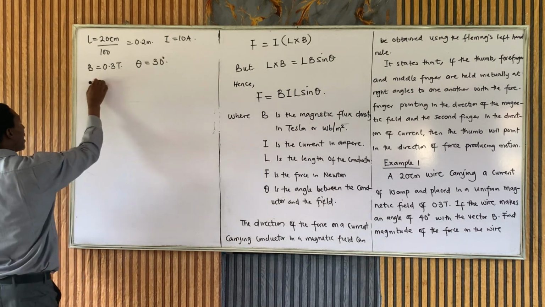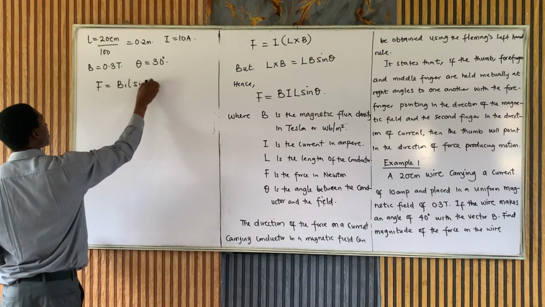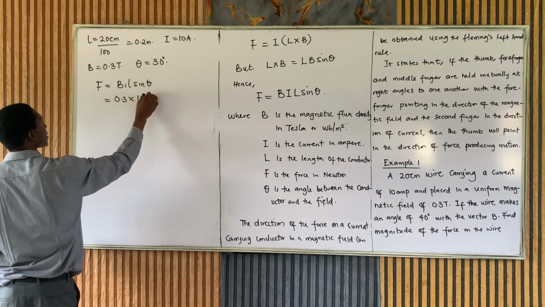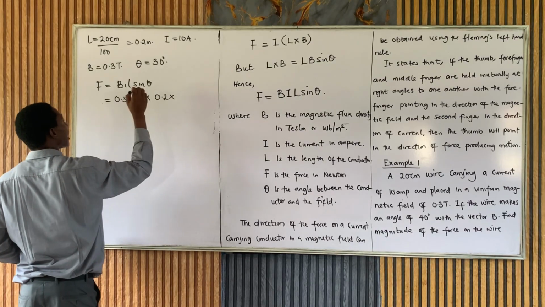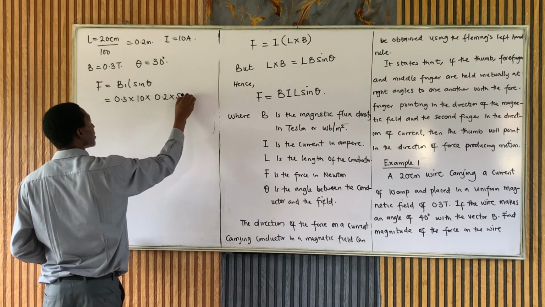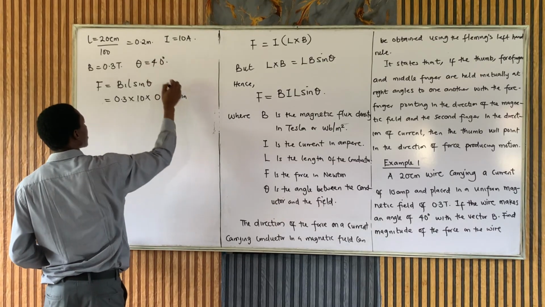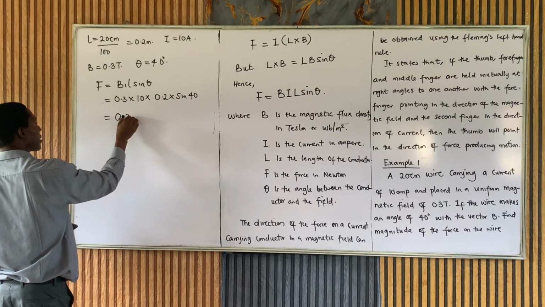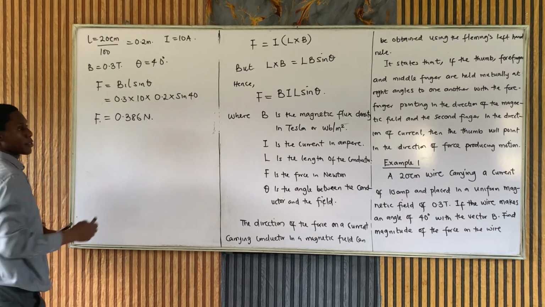So we're going to say F is equal to BIL sine theta. And that's 0.3 times 10 times the length, 0.2, then times sine. So the angle is 40 degrees, not 30, so 40 degrees. So this will give us 0.386 Newton. That's the magnitude of the force.